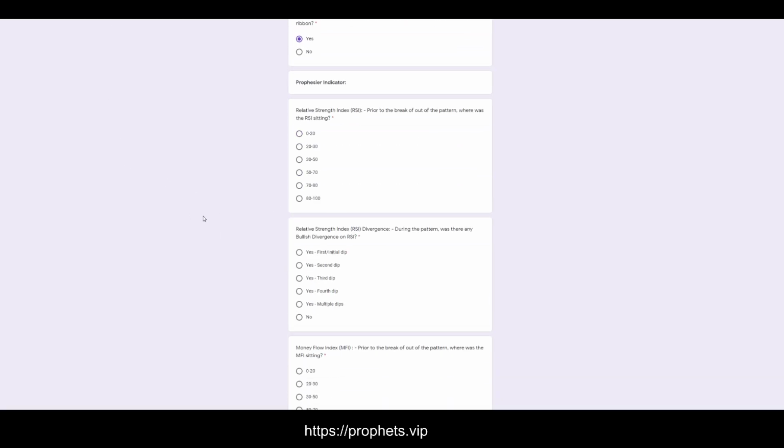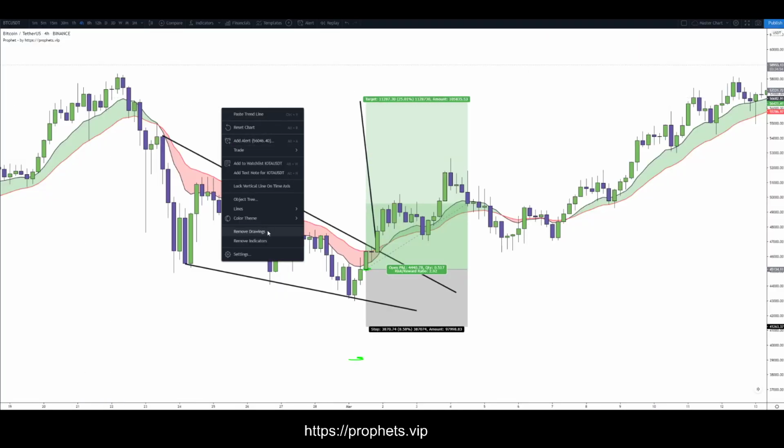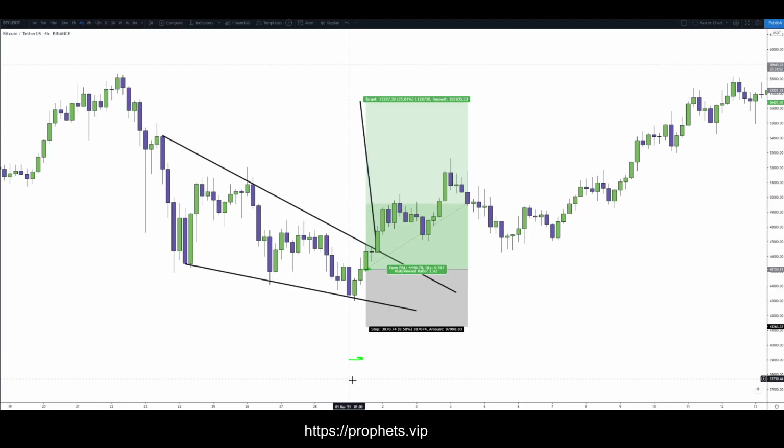So yes. Next, the relative strength index, the RSI, right? Prior to the breakout of the pattern, where was the RSI sitting? Okay, so we can get rid of the profit. This can stay on the chart. We'll bring on the RSI.